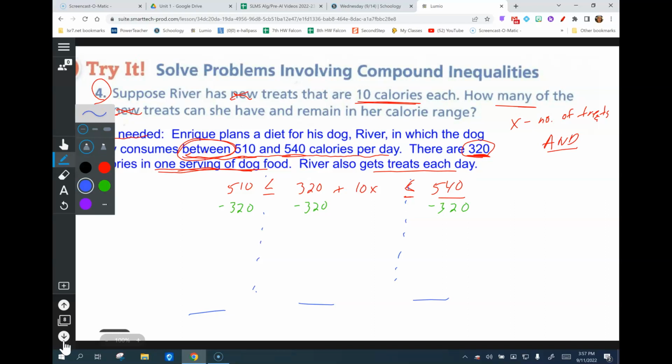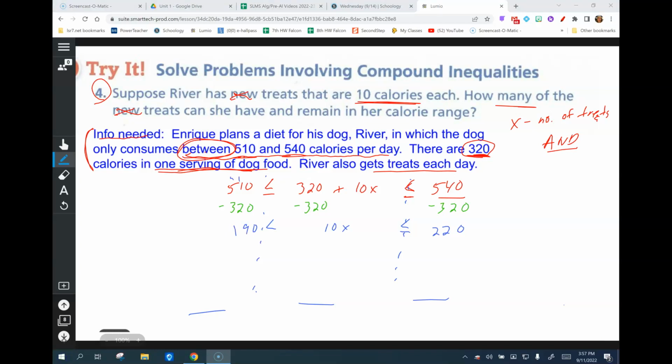And we get numbers. 10x is in the middle. I've got that one. And we subtract here. It's 190 and here, 220. I'm going to pause and check my work. So yay, the calculator said that I did everything right. So let's keep solving. Again, look in this middle part. I have to get rid of the 10, so I'm going to divide by 10. Whatever I do to the middle, I have to do to the outside sections as well. So I end up with x is in the middle, and it is greater than or equal to 19, and less than or equal to 22.